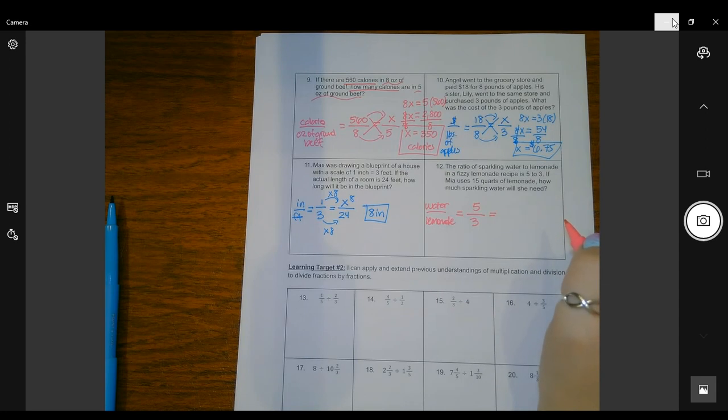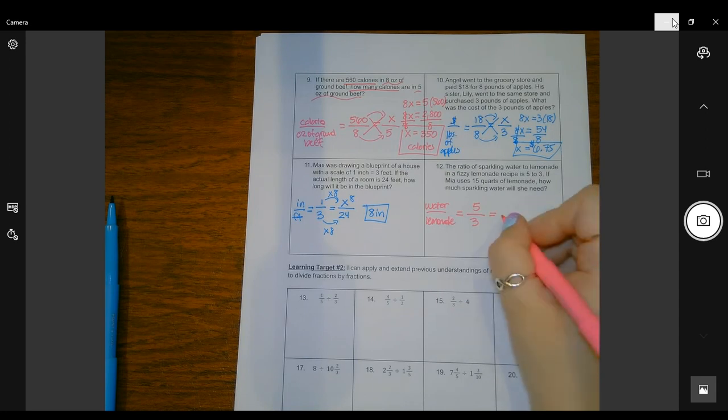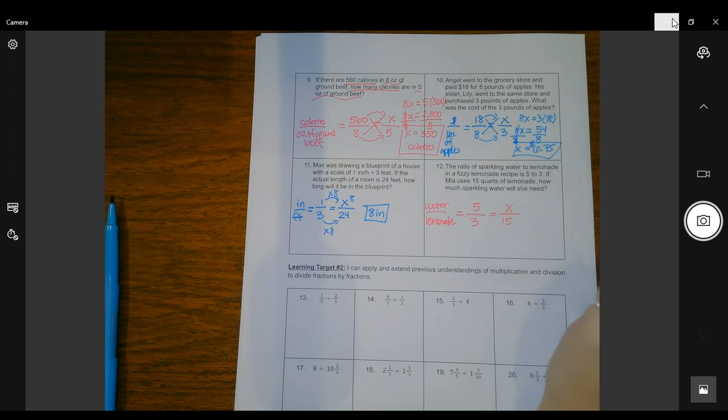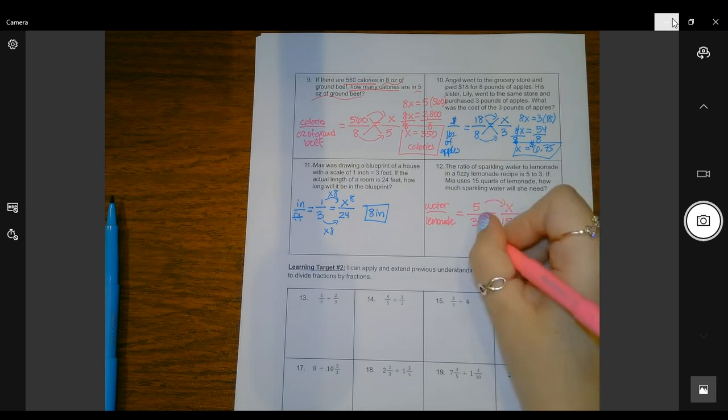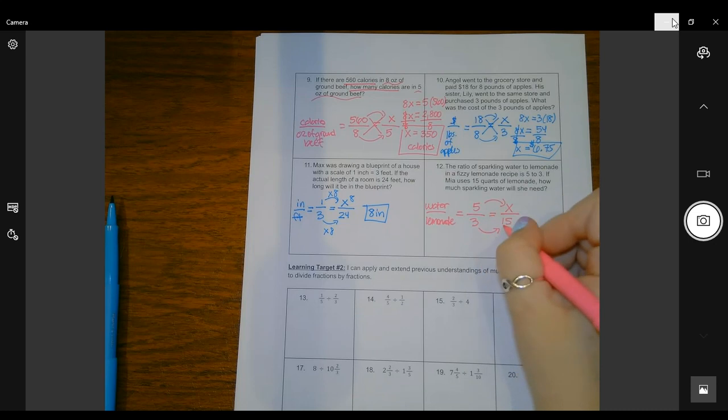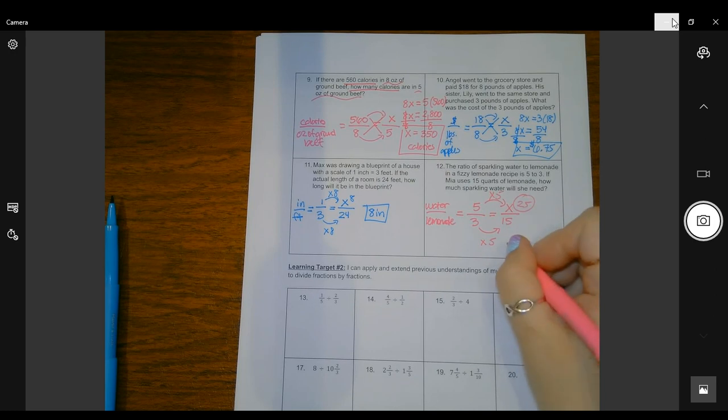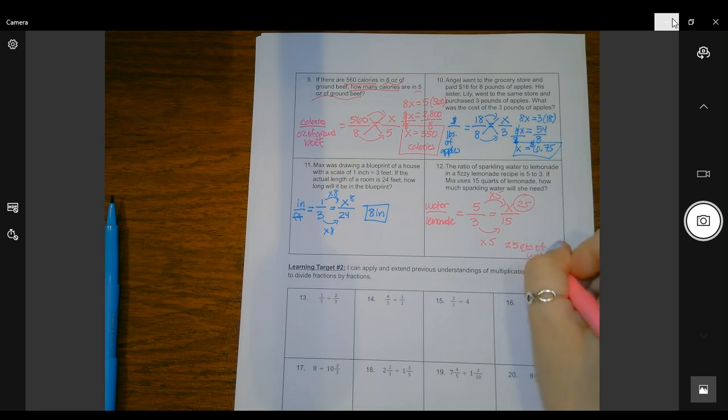Then it says, okay, so if Mia uses 15 quarts of lemonade, where should I put that 15? Well, it's talking about the quarts of lemonade. And where's lemonade? On the bottom. Then how much sparkling water is needed? Well, we don't know, so that's my unknown. Go towards the direction of your unknown, so go that way. How do you go from 3 to 15? Multiply by 5. So 5 times 5 is 25. So that means that she should use 25 quarts of water if she's going to use 15 quarts of lemonade.